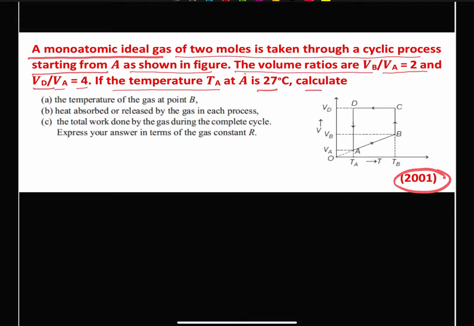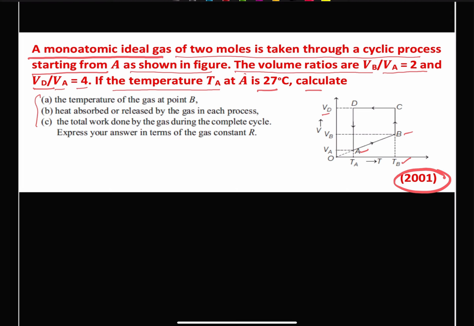So based on this we have these 3 questions. The basic figure is given to us, so it starts with A, moves to B, then from B to C it is basically isothermal, and from C to D the volume is constant, so this will be isochoric, and then again it will be isothermal for D to A.